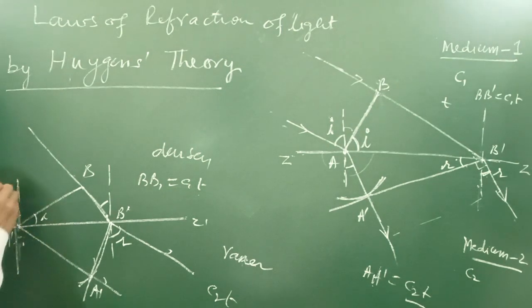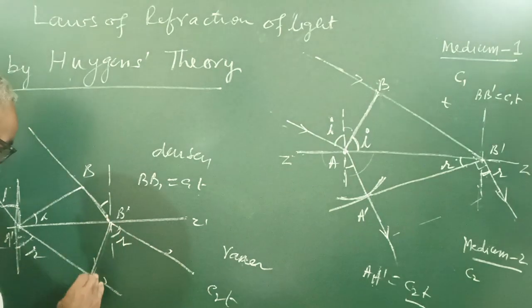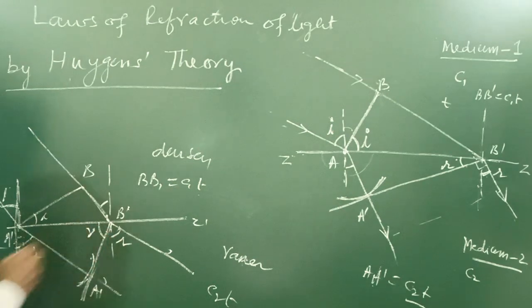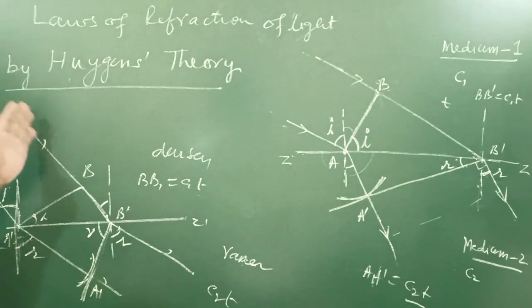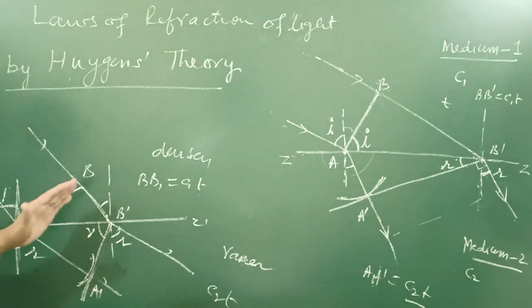Here this is angle i, this is angle r. This is angle r here now. This is the tangent here, this is angle r. This is i. So when light goes from denser to rarer, a ray bends away from the normal. So you can draw this diagram like this.